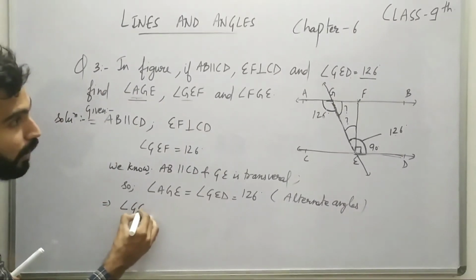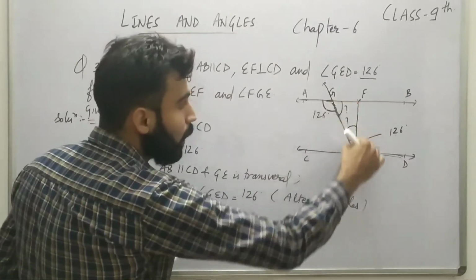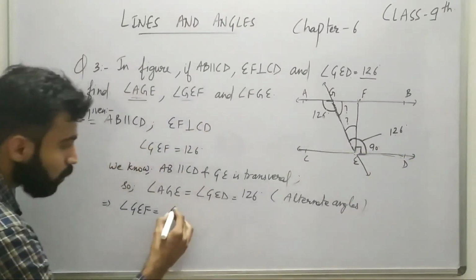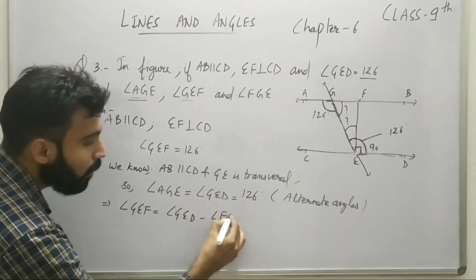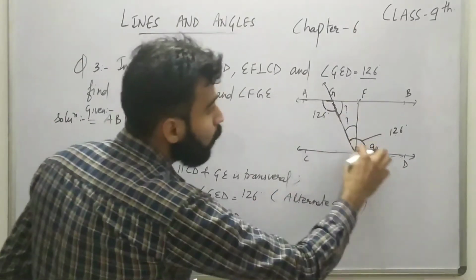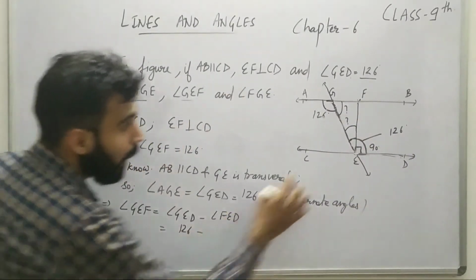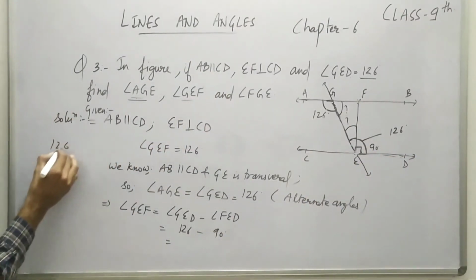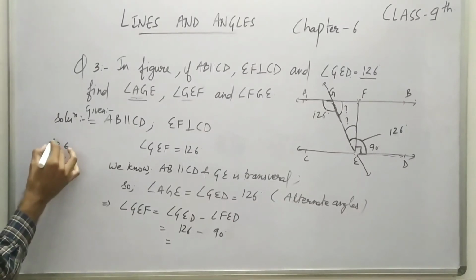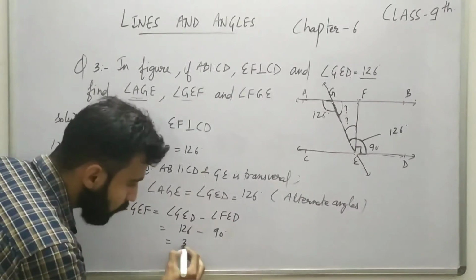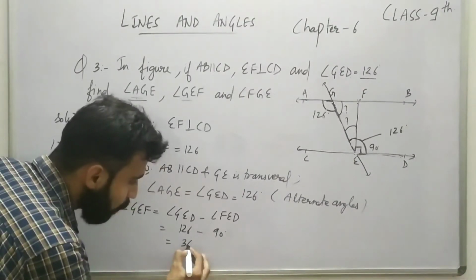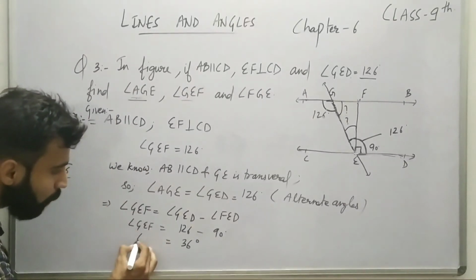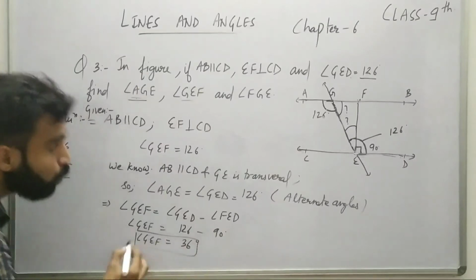That angle GEF, which we have to find out, can be obtained as GED minus FED, right? So angle GED minus angle FED. Now we know angle GED was 126 and angle FED is 90 degrees, which is given to us. So 126 minus 90 is 36 degrees. Let me just write it clearly. So 36 degrees. Right? So this is angle GEF. So we have also obtained the second one.